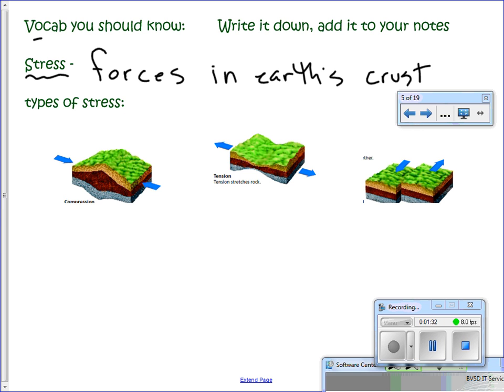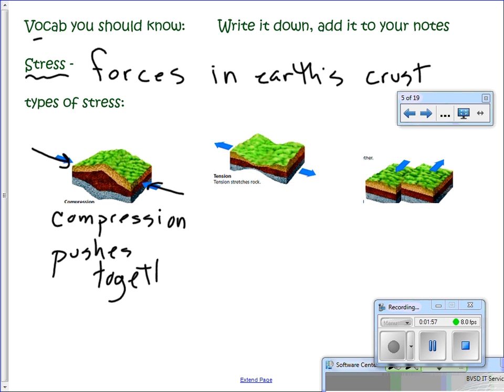But the three types of forces, and I think drawing pictures is usually helpful: pushing towards each other is a force called compression, which makes sense. Sometimes in science, the words are exactly like we use them in everyday life. Compression is a force that pushes together. So what type of landforms might be caused by forces of the Earth pushing together? Absolutely. You might get mountains.